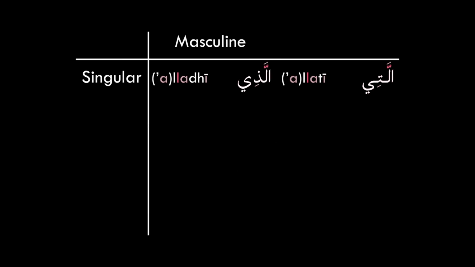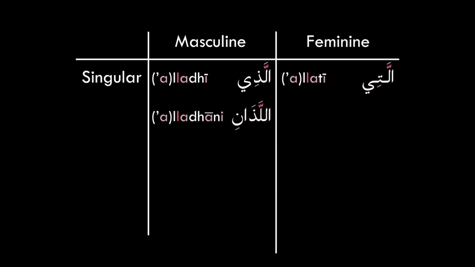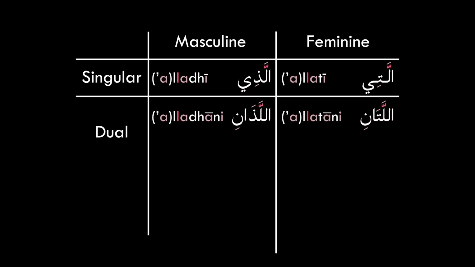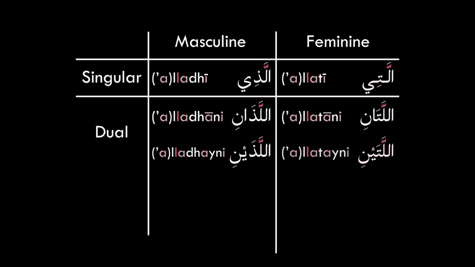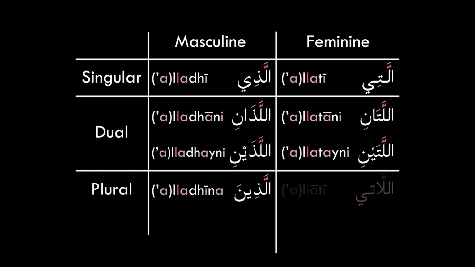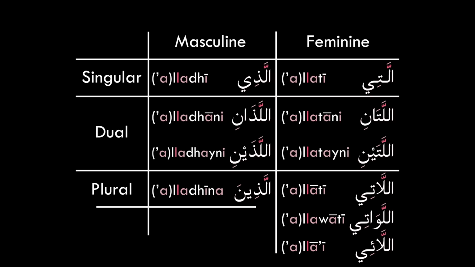So, relative pronouns that we have in Arabic are الذي for singular masculine nouns, التي for singular feminine nouns, اللذان for dual masculine nouns that end with ضمة, اللتان for dual feminine nouns that end with ضمة, اللذين for dual masculine nouns that end with فتحة or كسرة, اللتين for dual feminine nouns that end with فتحة or كسرة, الذين for plural masculine nouns, اللاتي, اللواتي, and اللائي are all plural feminine nouns. You can use whichever you like.